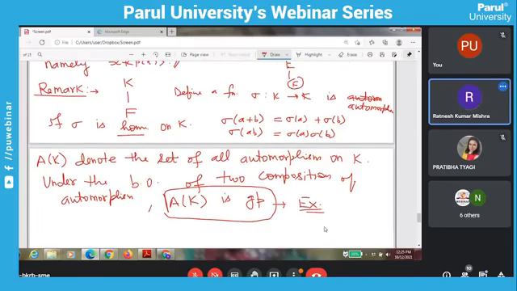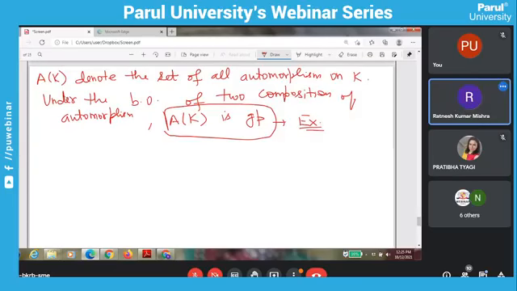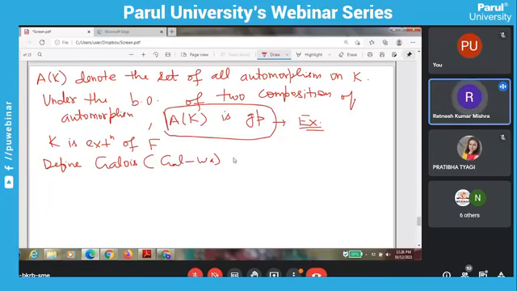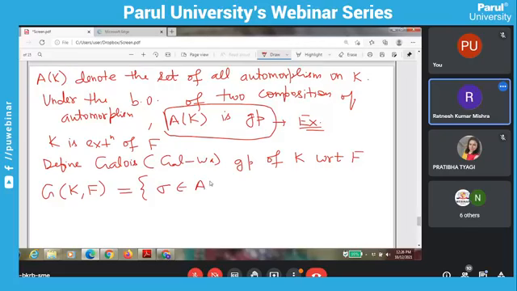Now define the Galois group. What is the Galois group? If K is an extension of F, then the Galois group of K with respect to F, because K is an extension of the field F, is the set of sigma such that sigma of a equals a for every a that is an element of F.